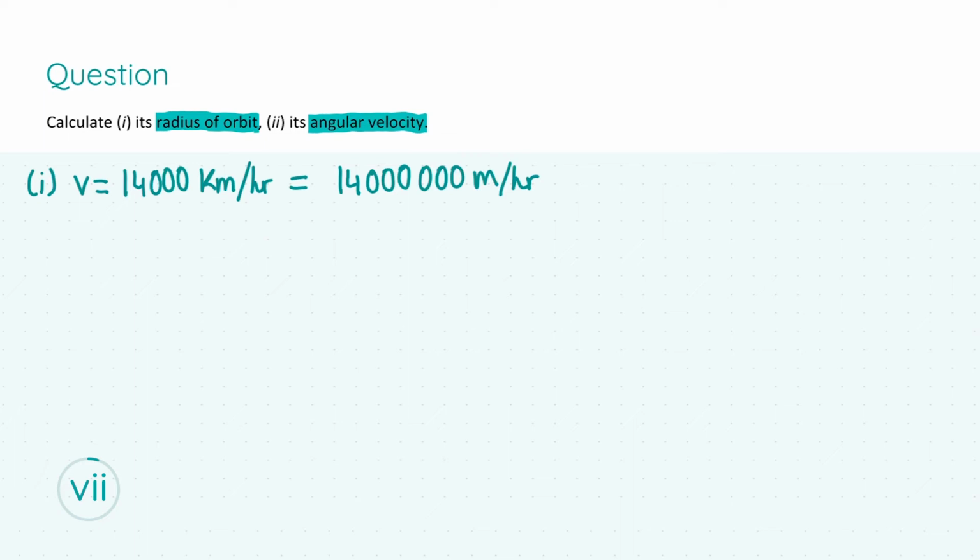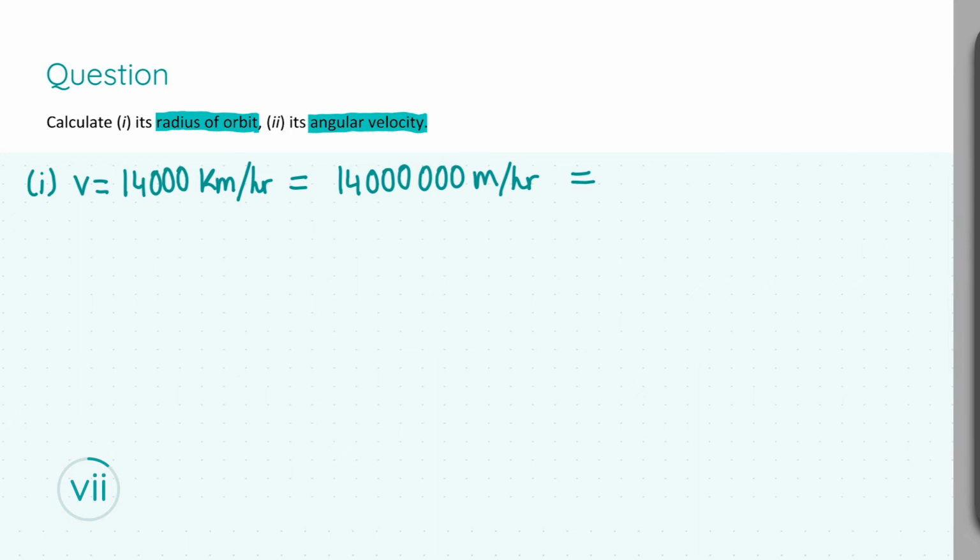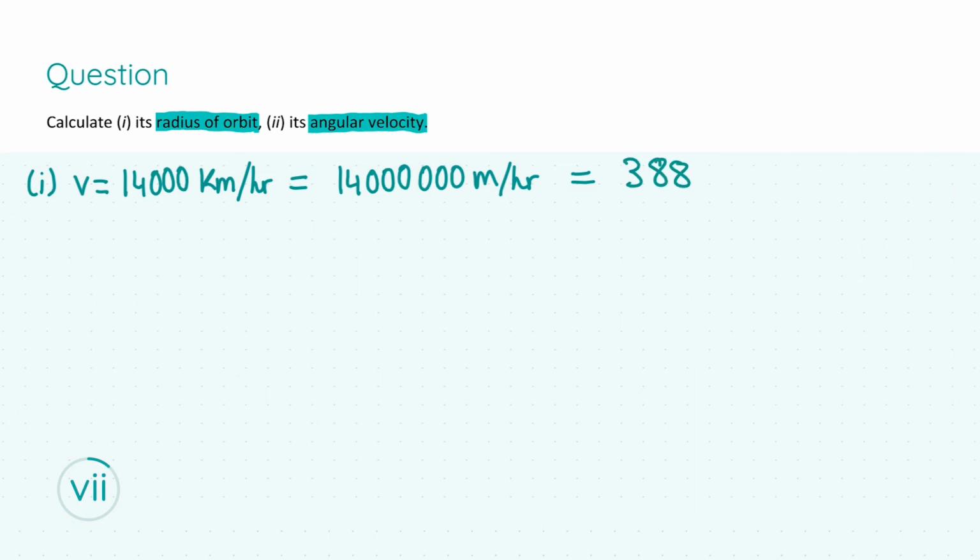However, we're going to change that per hour into per second, which means that we're going to have to divide 14 million by 60 squared. Why 60 squared? 60 minutes in an hour times 60 seconds in a minute. And this gives us 3,888.88889, but I'm just going to round, giving us an orbital speed of 3,889 meters per second in the nice SI units that we need.